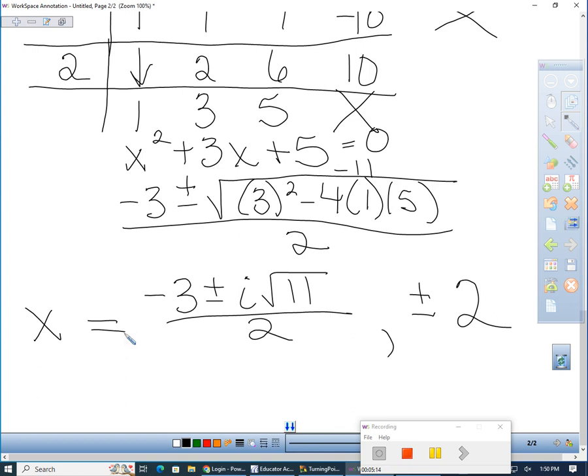Go ahead. Question, Corbin. The i was because underneath the square root, we had a -11. So you had to take an i out. Right. This comes out to be -11. So the square root of -11 is i root 11. Okay?